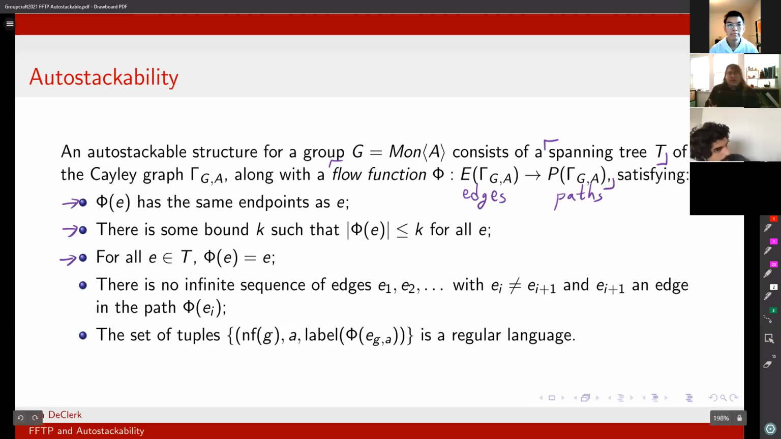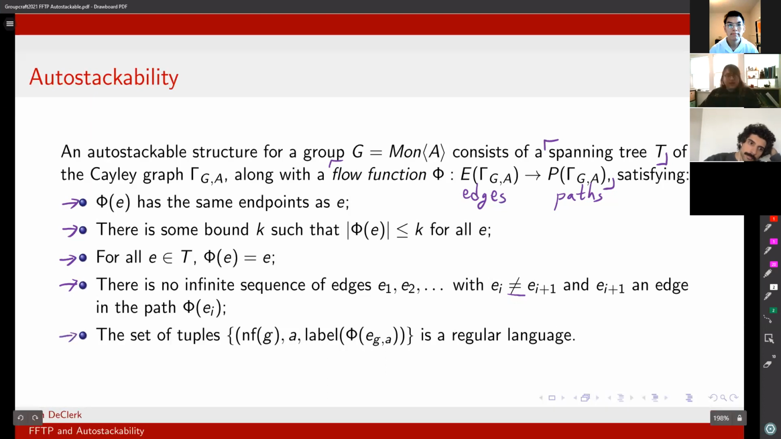Third, for all of the edges on your spanning tree, the flow function leaves those edges fixed, so phi of E is just E itself. Fourth, there isn't going to be some infinite sequence of edges, E1, E2, etc., where Ei is distinct from Ei plus 1, and Ei plus 1 is an edge in the path phi of Ei. So basically, this is a termination condition. You don't want to be able to apply the flow function forever and ever.